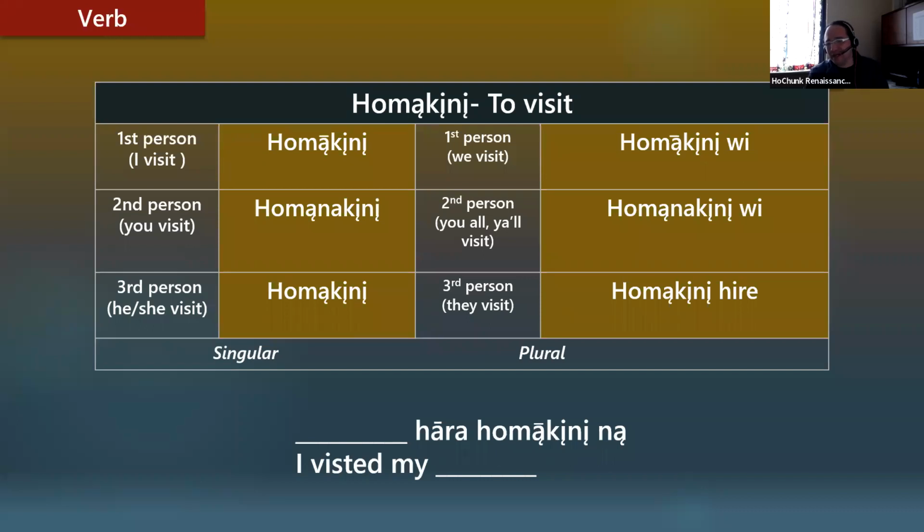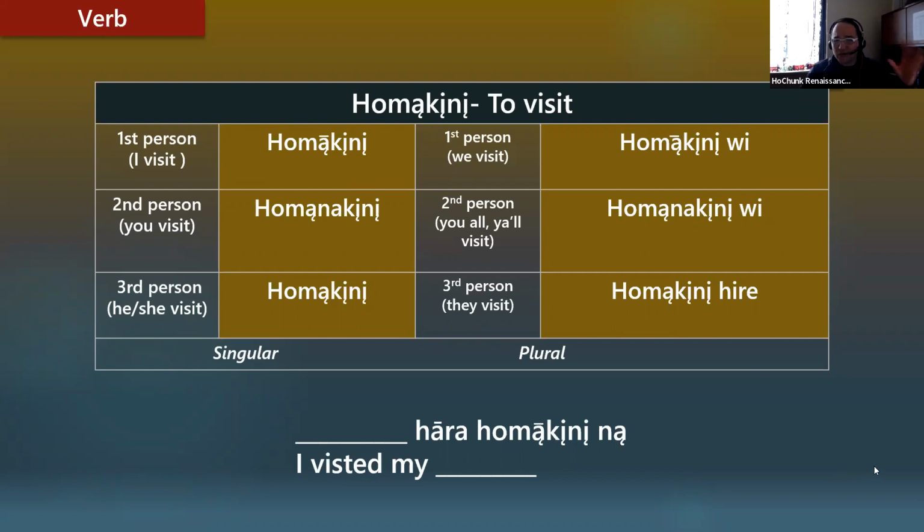Yep. And as we continue on to finish out, we'll try another apprentice to help us out. Ni Hamani, how would we say they visited? They visited my niece. He chujang hara homakinina. They visited. Yep, they visited my niece. He chujang hara homakinina. Yep. Good one. Yep. Everybody said it perfect all the way through.